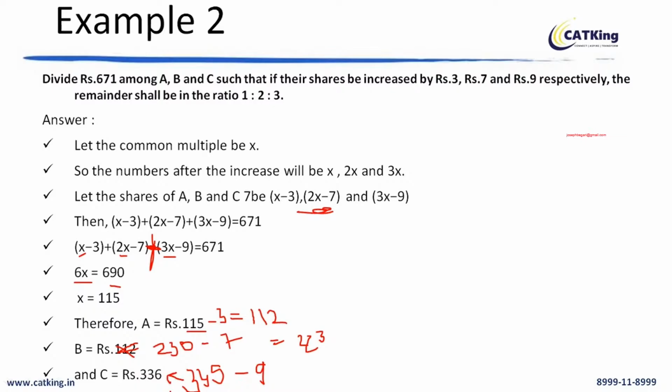I hope that is clear now. So the answers are 112, 223 and 336, the values of A, B and C. Alright, let's move on. Next question.